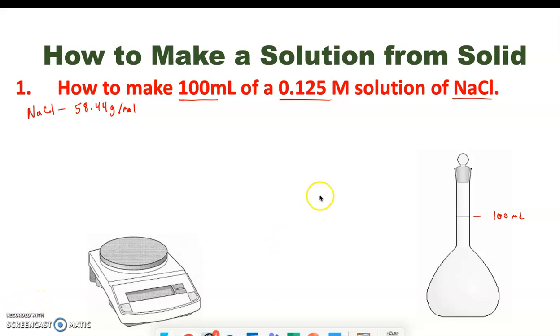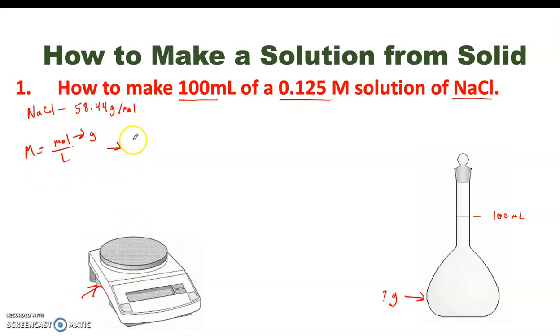So the next step in making the solution is figuring out how many grams of solid I need to put in here. I know my volume, I've got the flask ready to measure that volume, but I don't know how many grams I need to put into here. So to do that, I'm going to need this equation. Molarity equals moles per liter. Now again, I want to solve for grams because that's what the balance weighs out here. So I'm going to do a little bit of rearranging on this equation. I'm going to go molarity times liters equals moles.